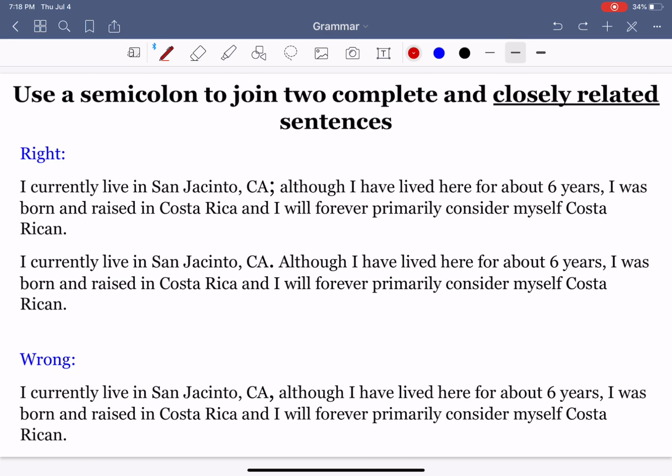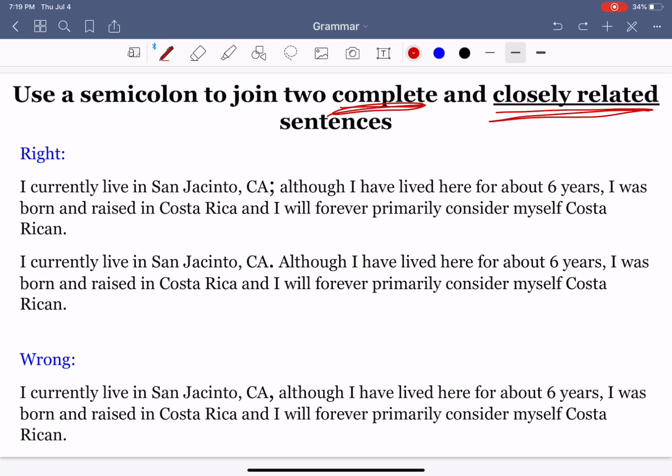Semicolons. So now we go on to the rules for semicolons. You use a semicolon to join 2 complete and closely related sentences. So those are the 2 requirements. It has to be 2 complete sentences, and it has to be 2 sentences that are closely related. If they might be complete, but they are completely unrelated to each other, you do not use a semicolon. So here are examples of a right way to write a sentence.